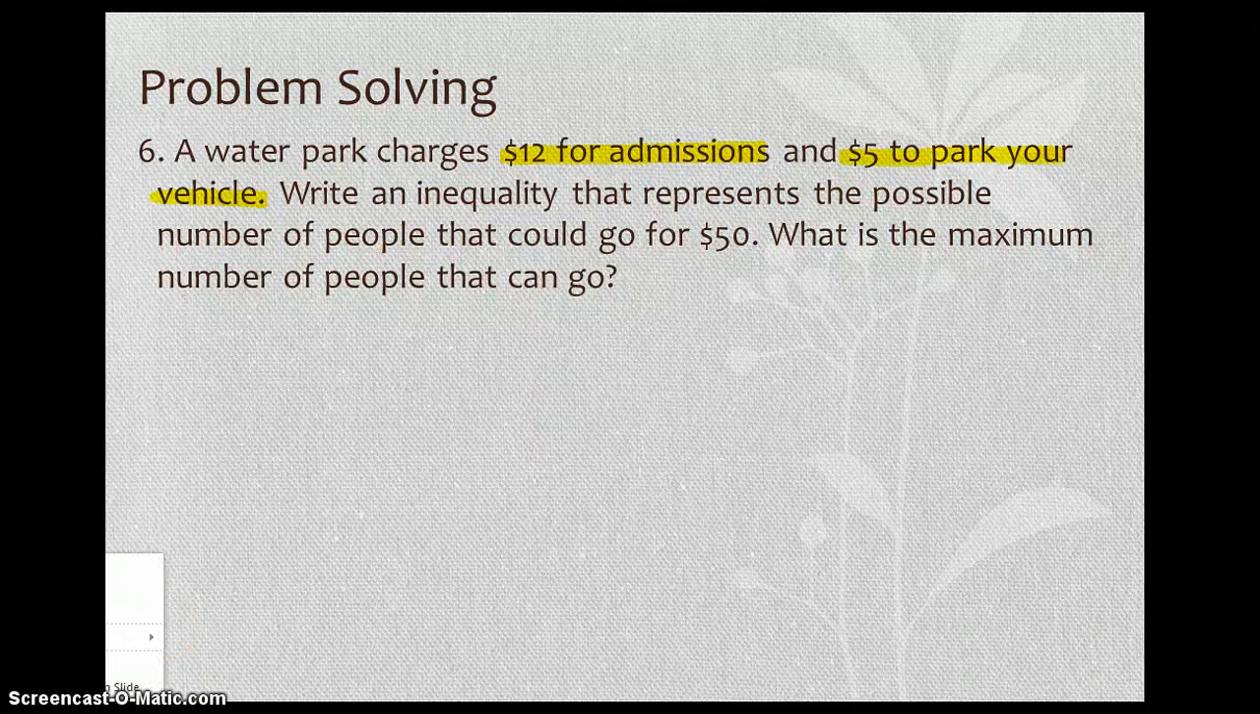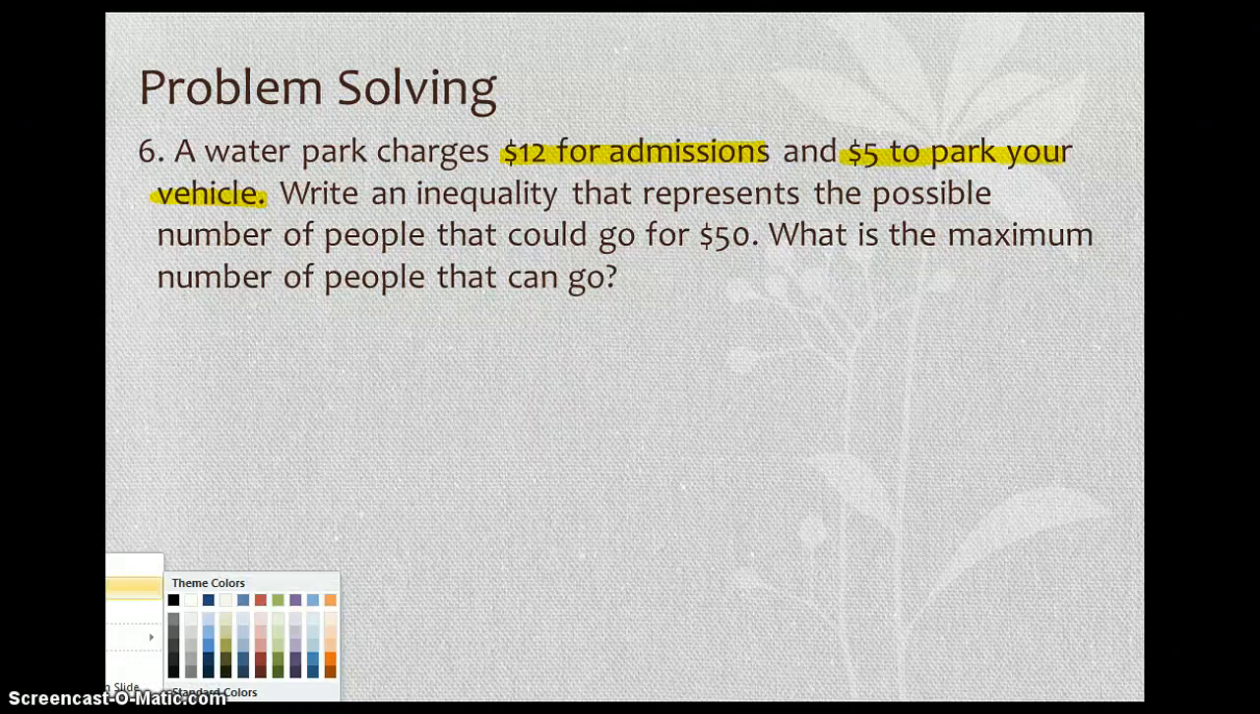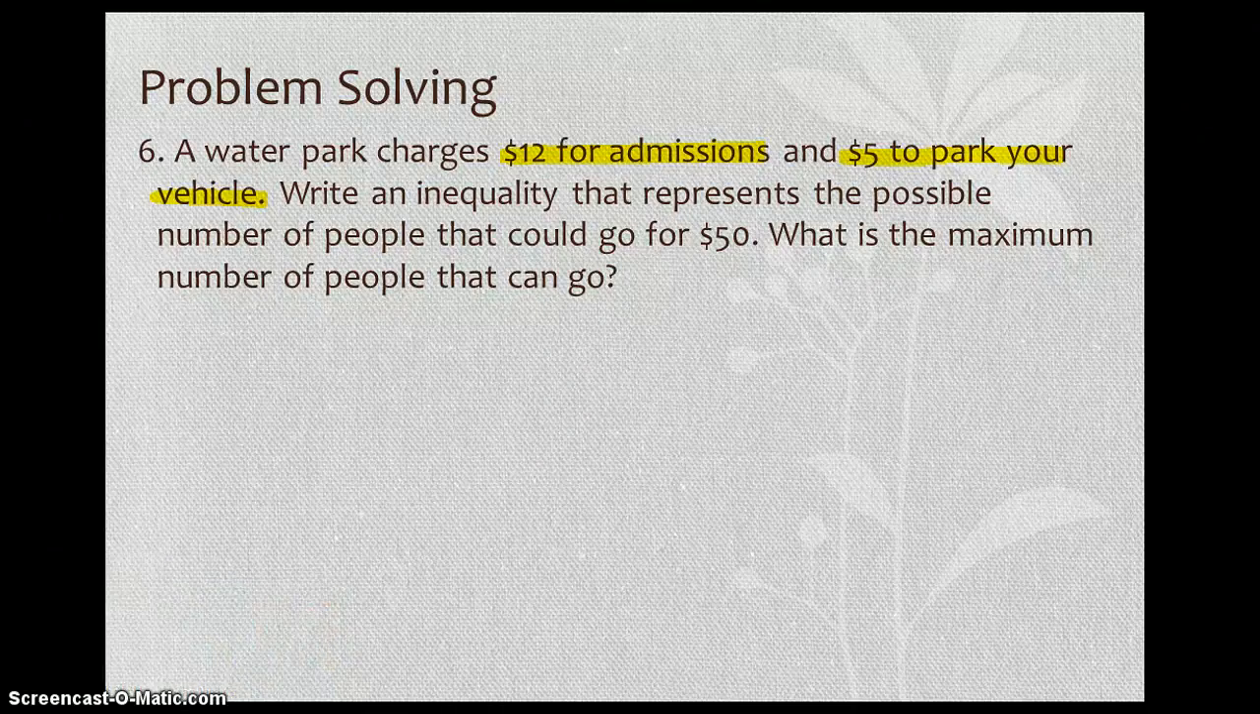So for this problem, I'm going to ask you to assume that your car can hold as many people as you want to bring. I know it's not realistic, but otherwise this problem gets into a different variable, and that's not what I want us to do. Not yet. Not till chapter 12. I mean chapter 7. So here's the thing. We're going to the water park, and they are charging me $12, and I have $50 to spend, and I have to also spend some money to park my car as well.